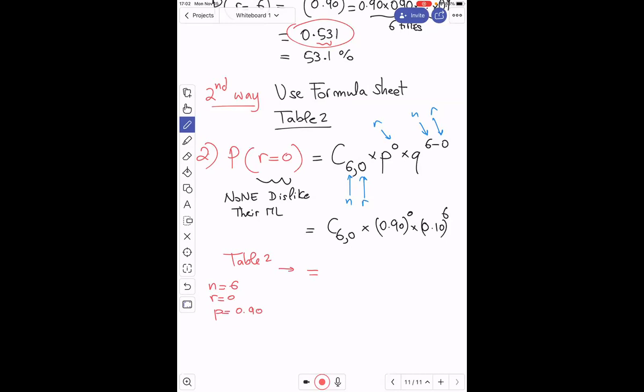Okay, so if you check the table, you see when R is 0, this is the first row when N is 6, right? And you have P is 0.90. So from the table, it's actually 0.000, right? This is from table number 2.